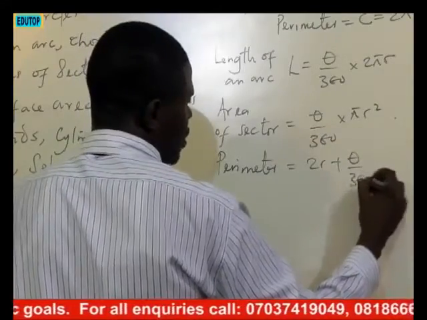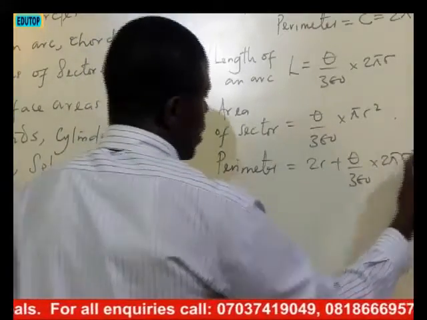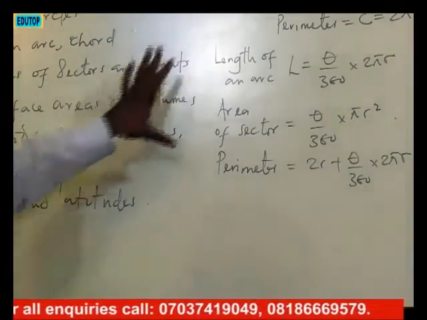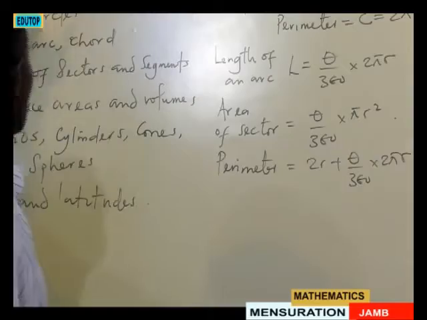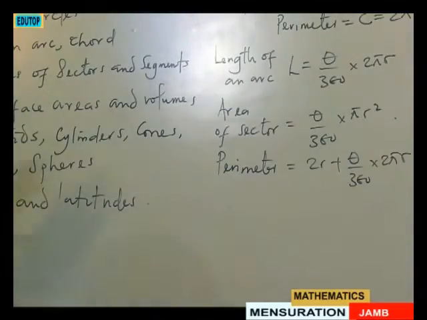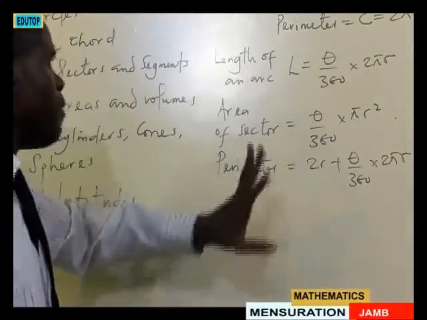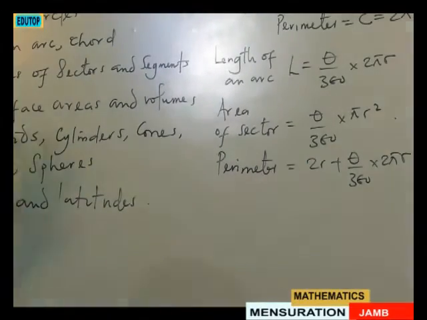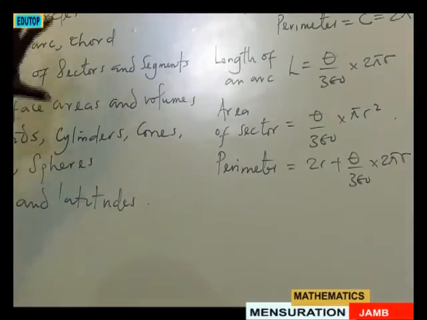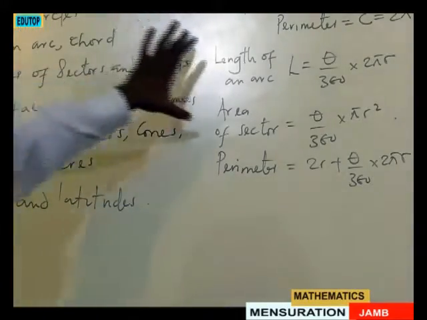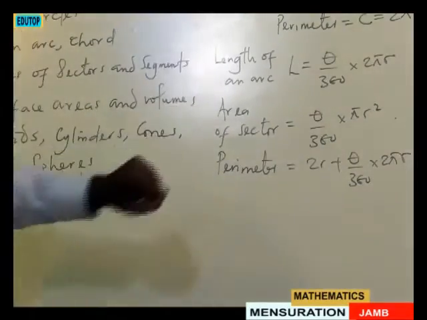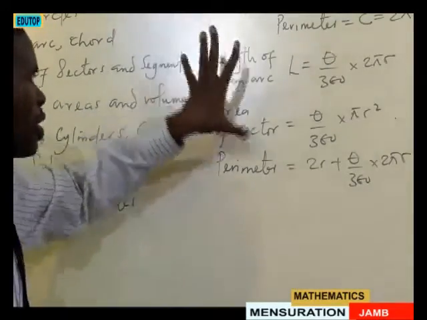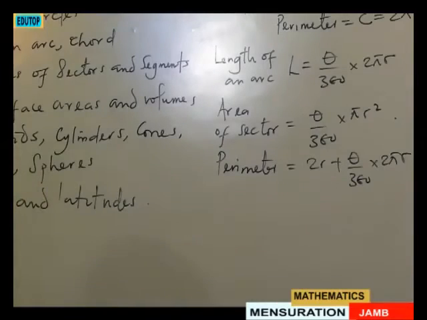Theta over 360 times 2 pi r. Take note of that. So these are the formulae that will definitely help us in this topic, mensuration, because if you cannot recall all these formulae vividly, it will be very difficult for us to solve questions under this particular topic, because this topic is formulae centered. So that is why it is very pertinent that we need to recall all these formulae when necessary.